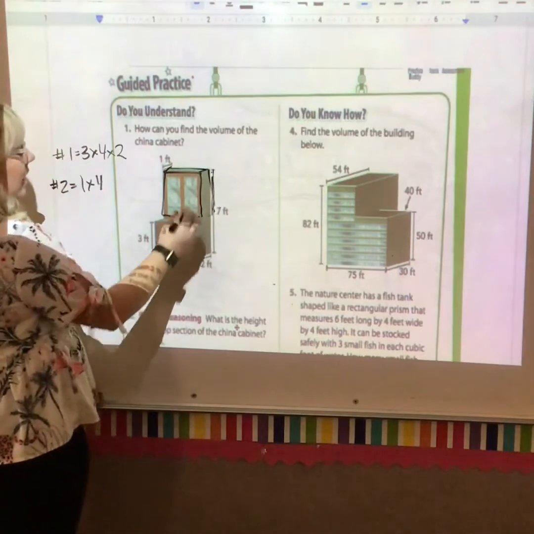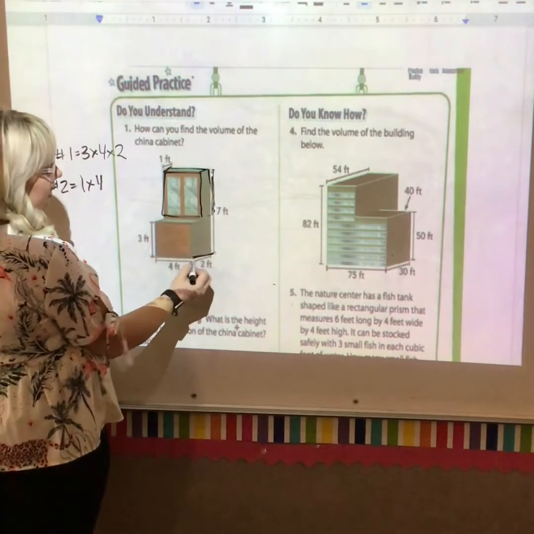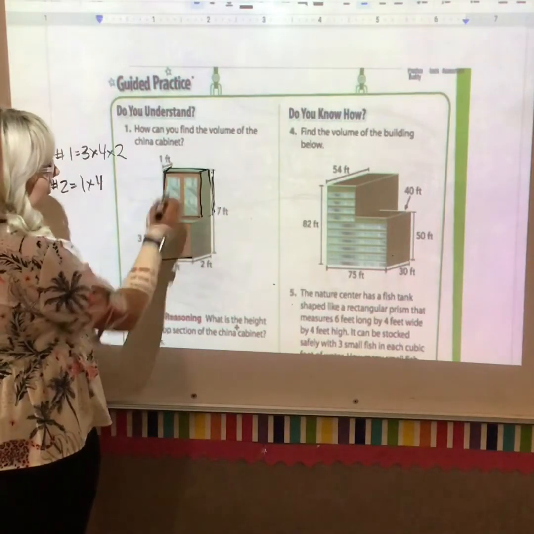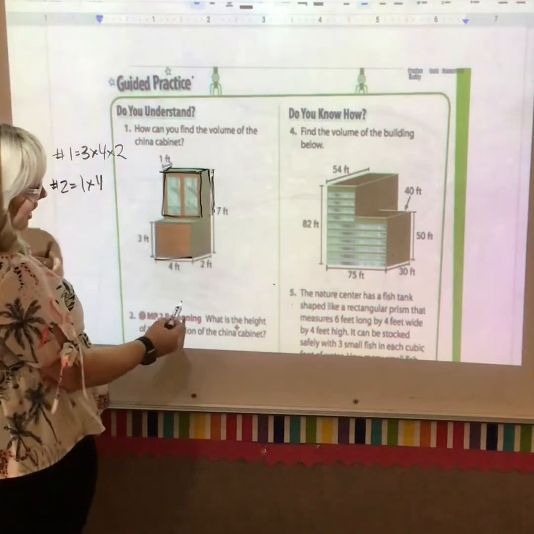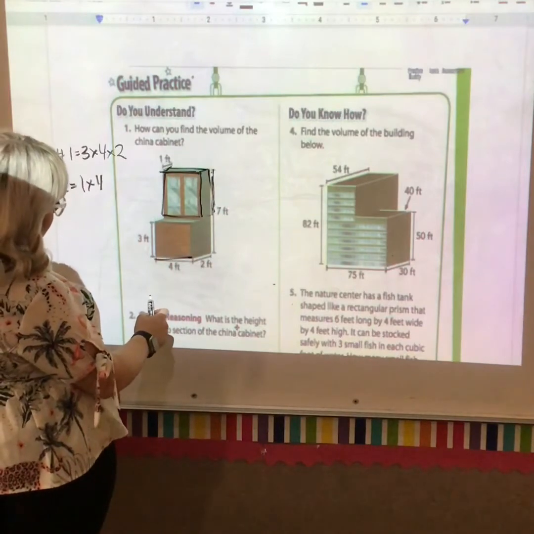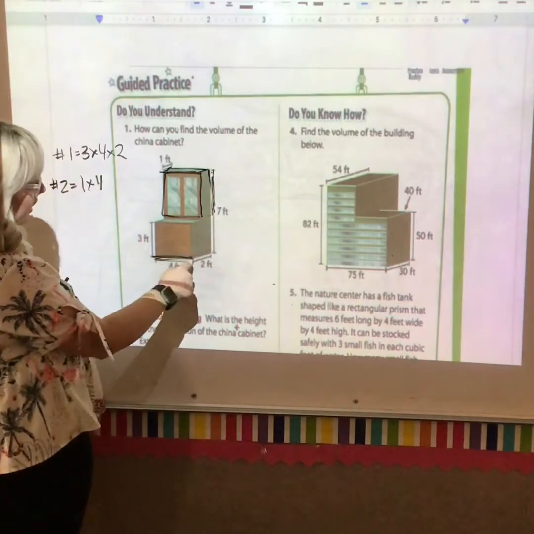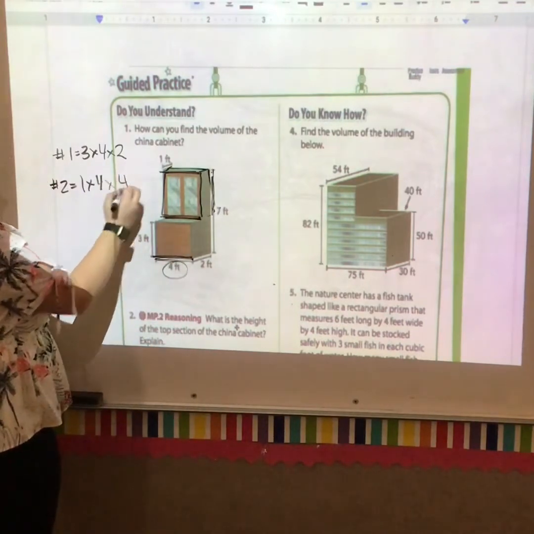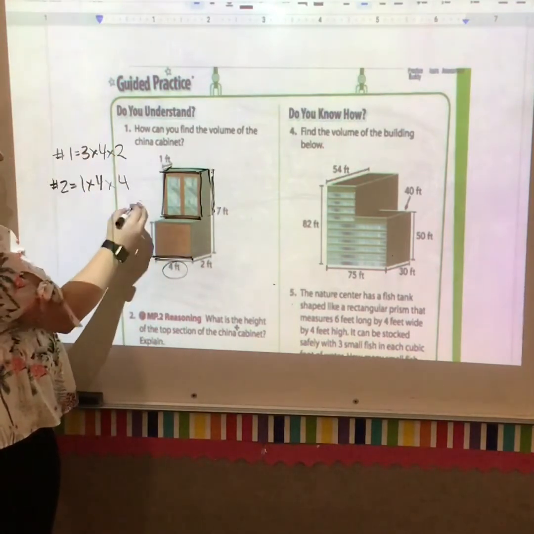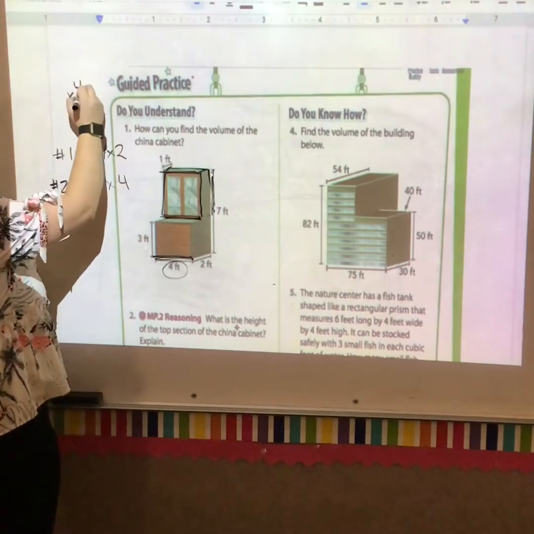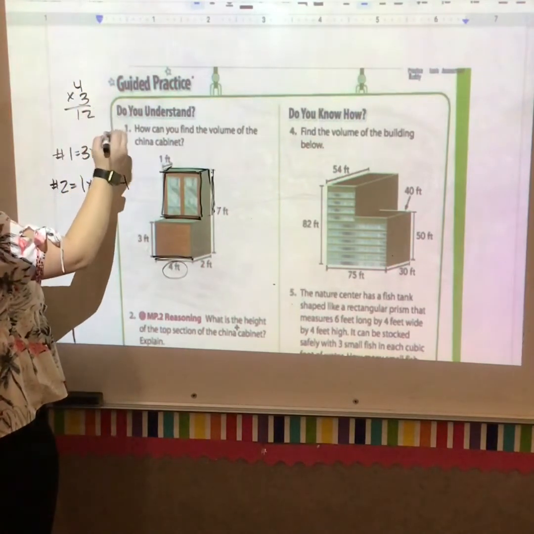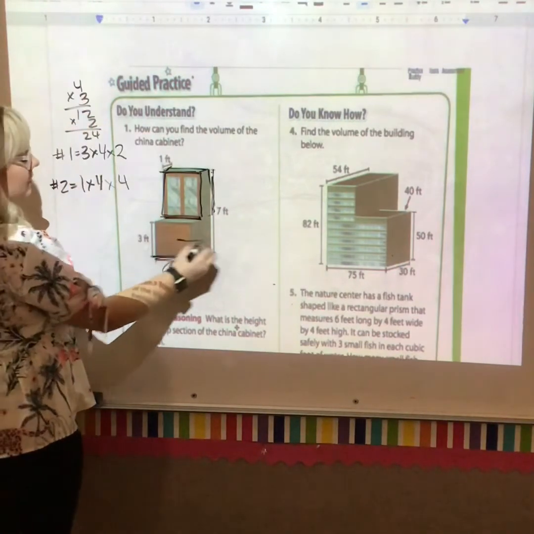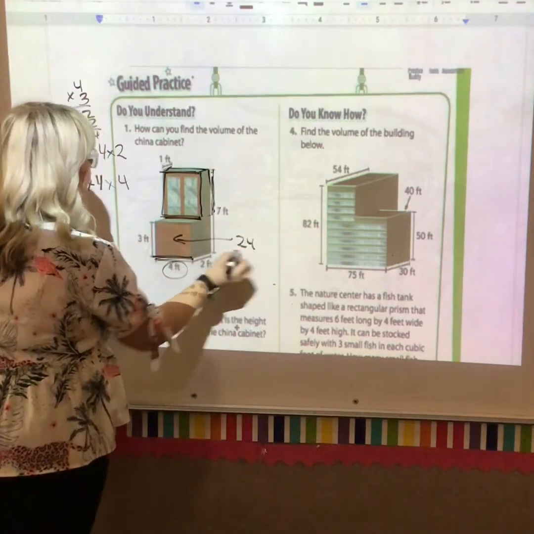Okay? And then you need to know what the width, or no, we already figured out the width. Sorry. You need to figure out how wide this piece is right here. And if you look at this part right here, it's the same width. So we can use this 4 right here. So let's find the volume for each piece. You're going to do 4 times 3, which is 12, times 2, which is 24. So the volume of this piece right here is 24.